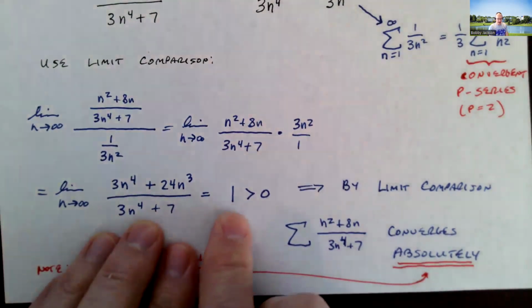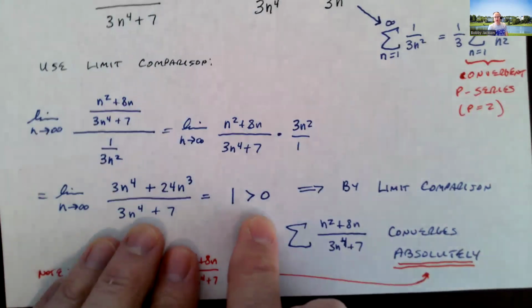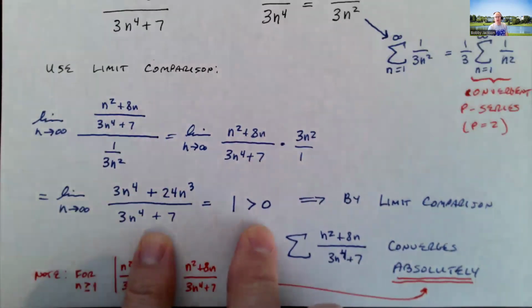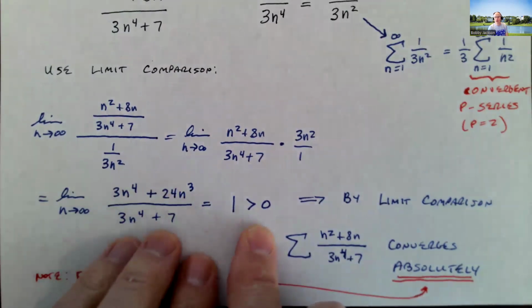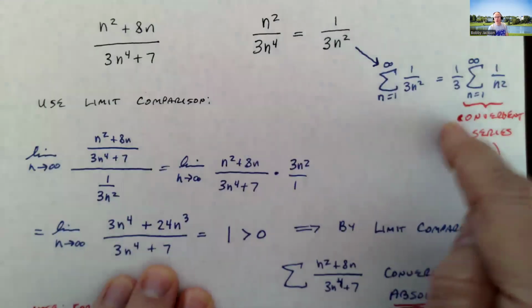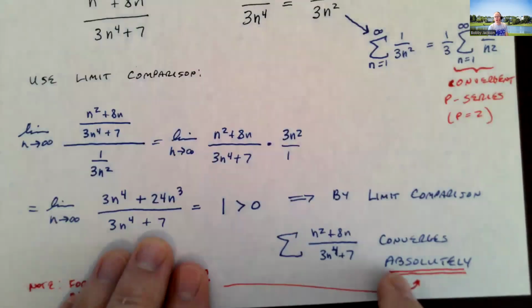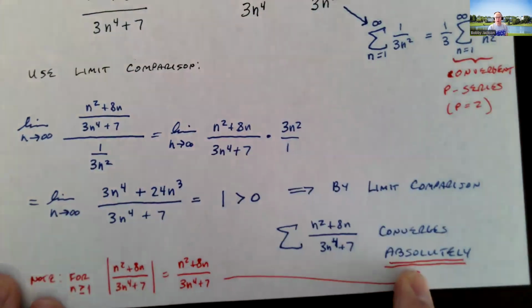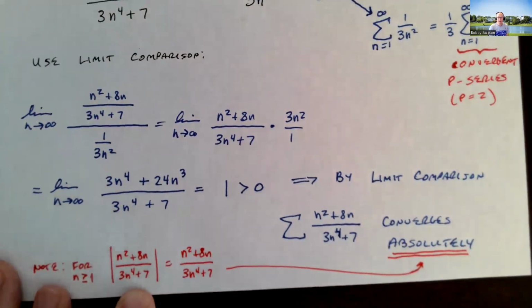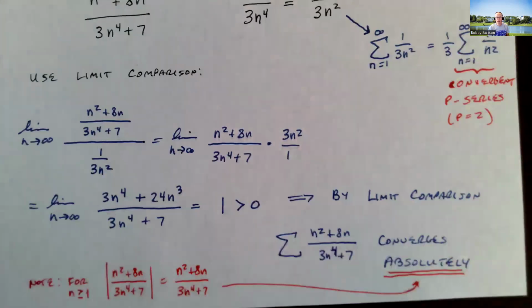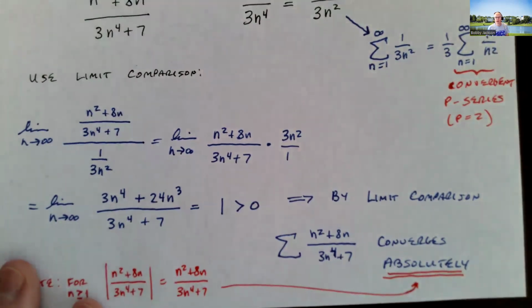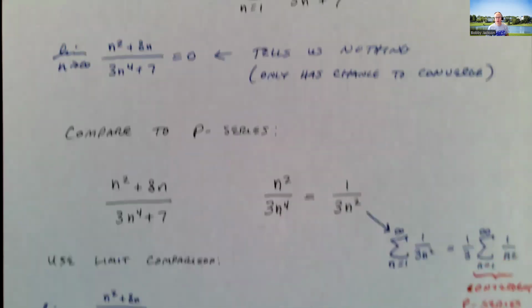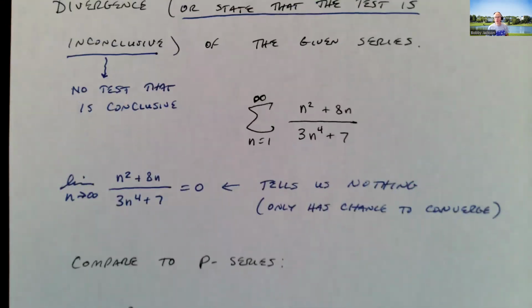But that's important because that limit is positive, which by the comparison test means that both of these series either converge together or diverge together. Since I know this one is convergent, I know that my series also converges. And in fact, it converges absolutely because if I take the absolute value for n greater than or equal to 1, I just get the terms of the series. It is a positive term series. So that's this one. Nice little problem to analyze and look at using limit comparison. Okay, hope this helps.